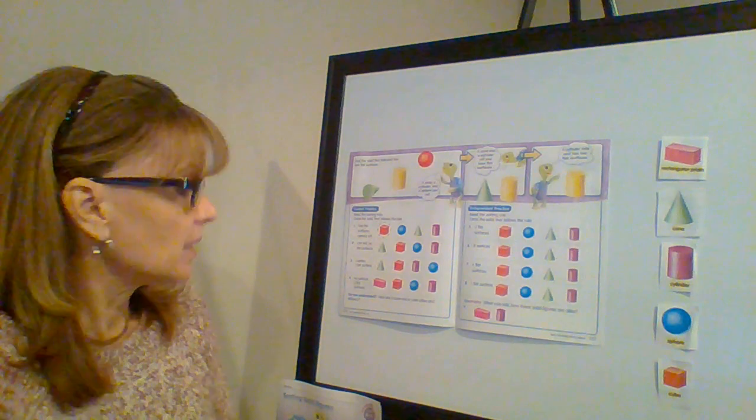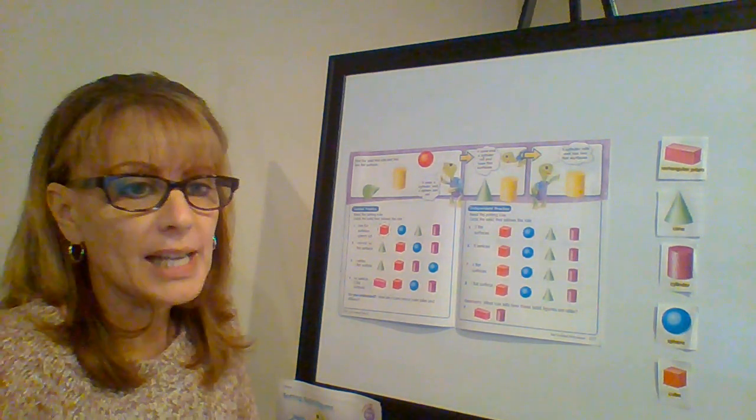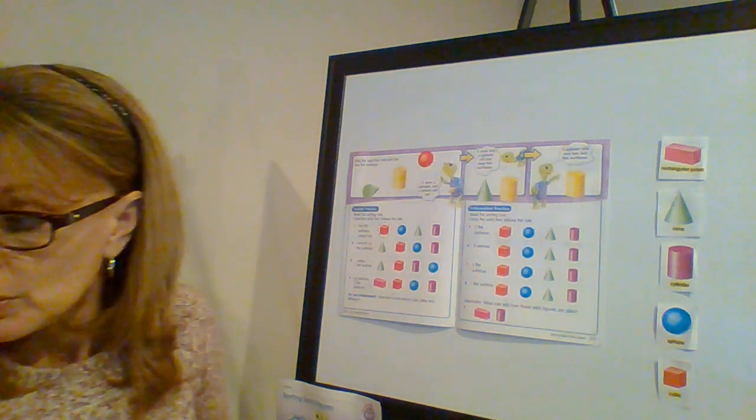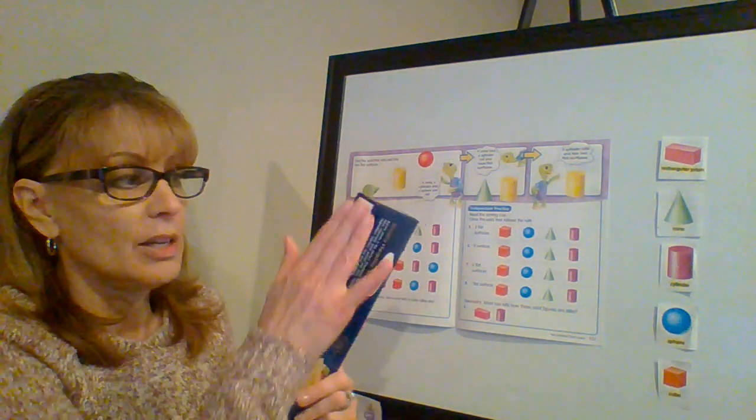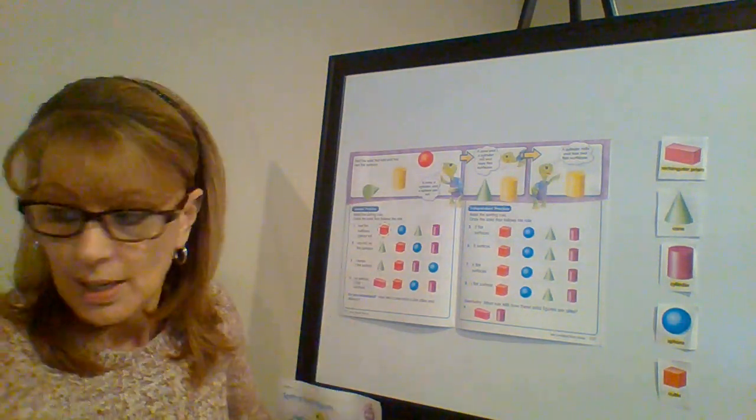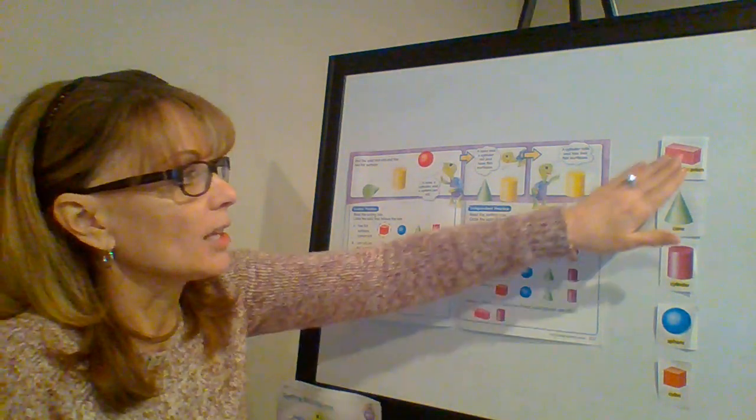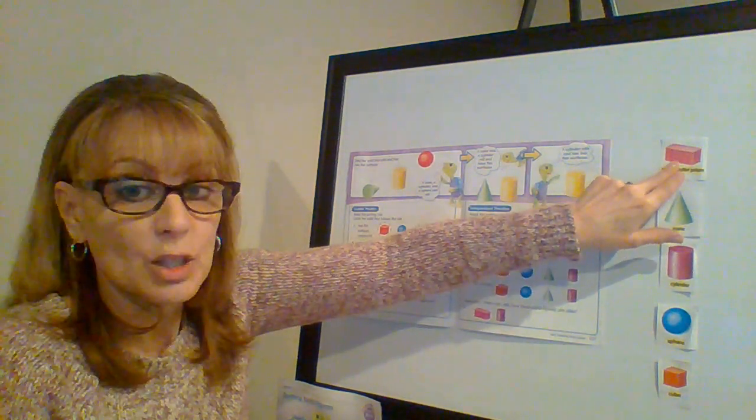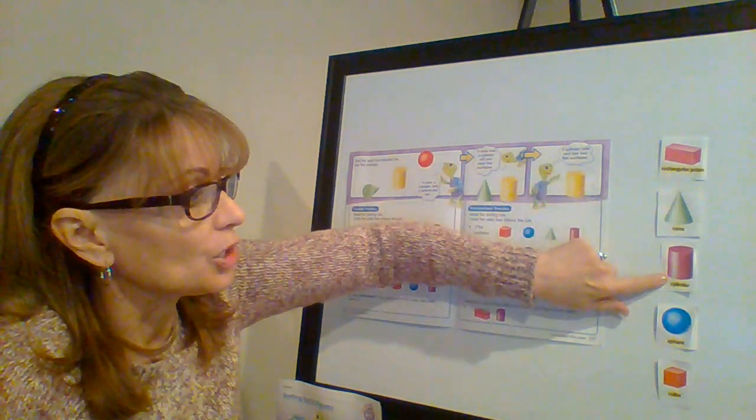But today we're going to start talking about sorting them, how they're alike and how they're different. Yesterday we talked about the sides and corners, right? This is a side, and then here are the corners. We talked about which solid figures have sides and corners, or vertices, and which do not.